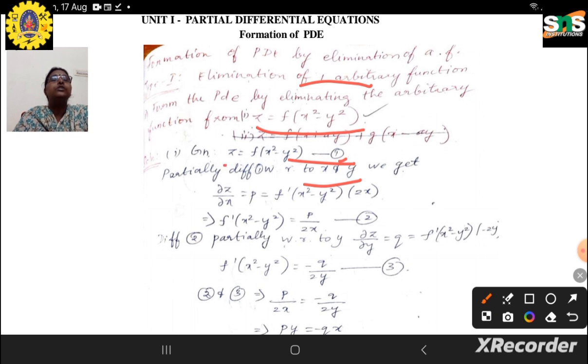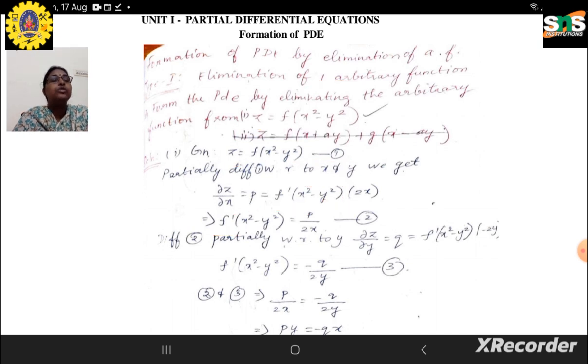If we differentiate with respect to x, differentiating z with respect to x is nothing but p. On the right side the function looks like f of x, so differentiating gives f dash of x squared minus y squared. With respect to x, differentiating x squared you get 2x. From this you want to eliminate the function only, so keep it on one side and the remaining terms on the other side. So we get f dash of x squared minus y squared equal to p divided by 2x.